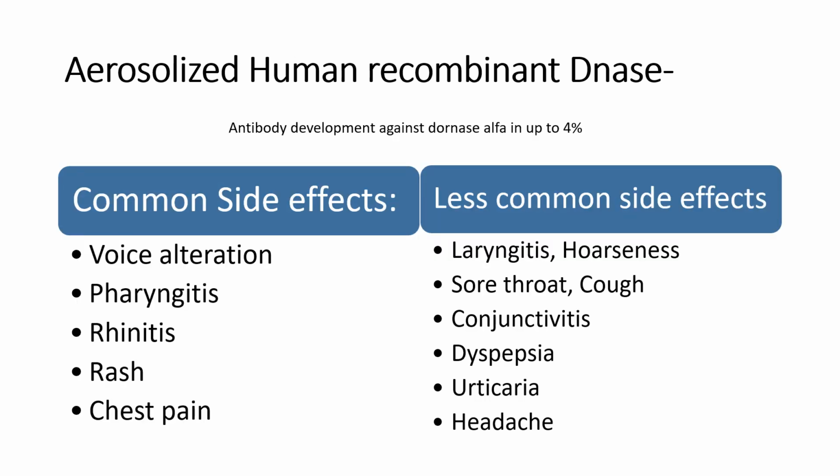What are the side effects? Common side effects: voice alteration, pharyngitis, rhinitis, rash, chest pain can occur. Less common side effects: laryngitis, hoarseness, sore throat, cough, conjunctivitis, dyspepsia, urticaria, headache can occur. Antibody development against the dornase alfa is seen in 4% of the patients.